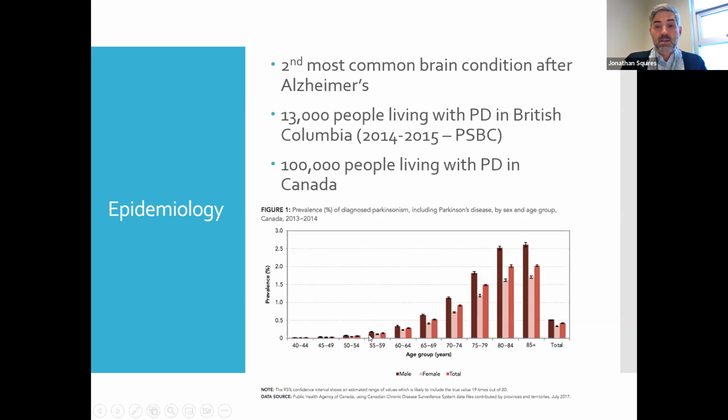So you can see that as the age increases, the prevalence, which is how many people are living with Parkinson's, really increases over time.